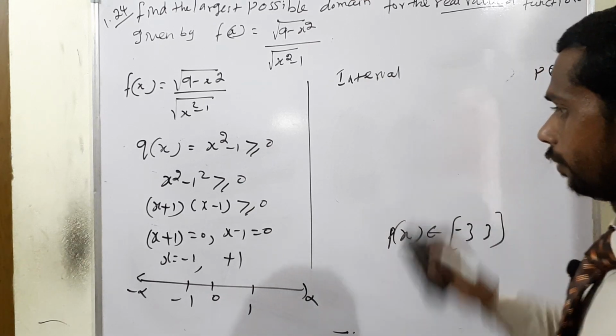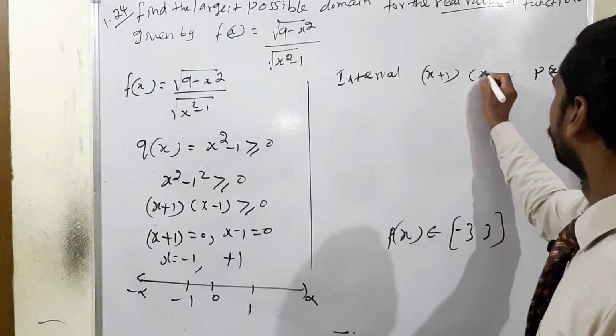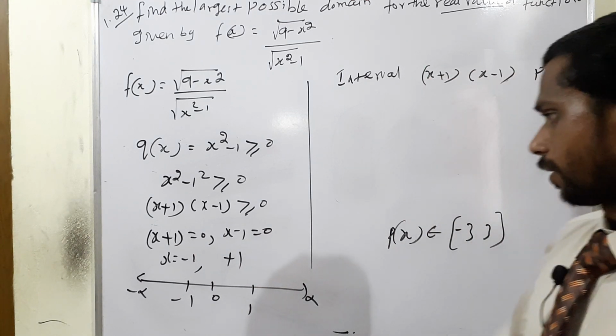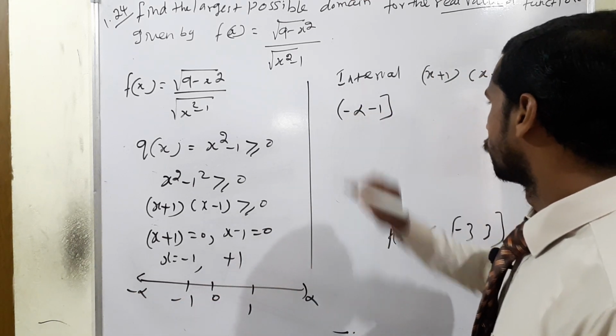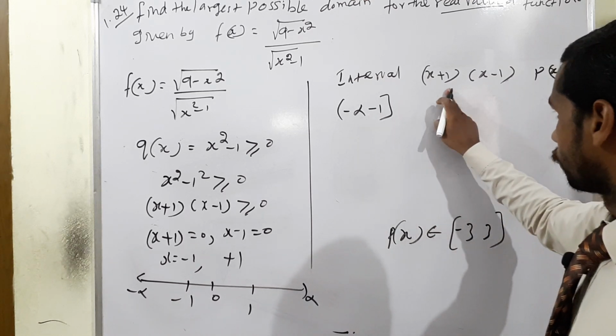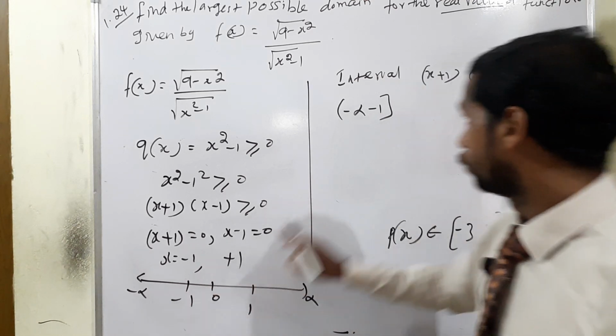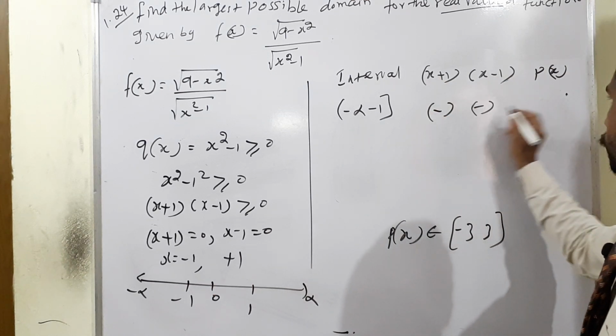Here we take (x plus 1) into (x minus 1). What will happen? First interval: minus infinity to minus 1. Take a value in between, say minus 2: minus 2 plus 1 is a minus sign, minus 2 minus 1 is minus, and minus into minus is plus.